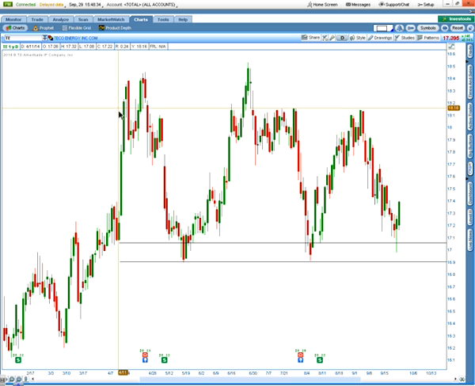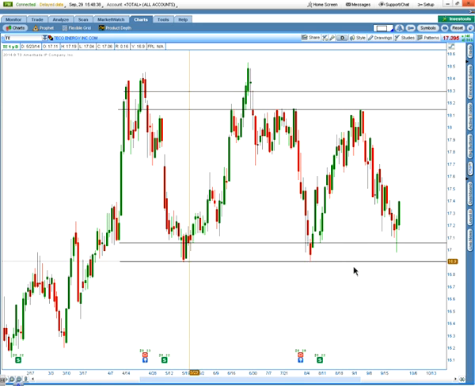Okay? And I will probably draw it right here, and maybe something like that. And the expectation is that now that price has reached this buy zone down here, it will go back up into this sell zone up here. So if price gets up to this area right here, we'll be looking to sell.